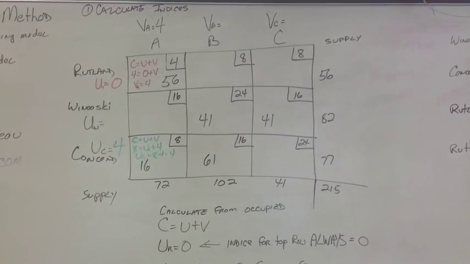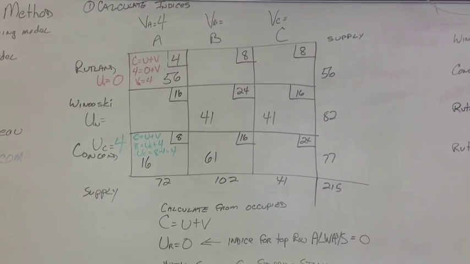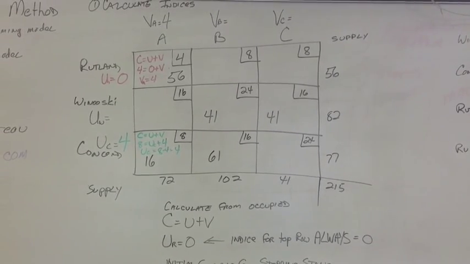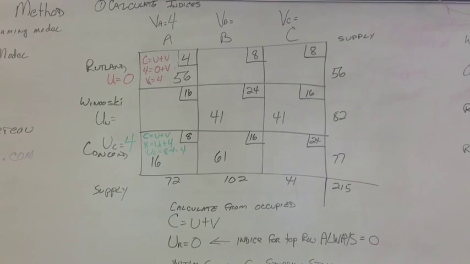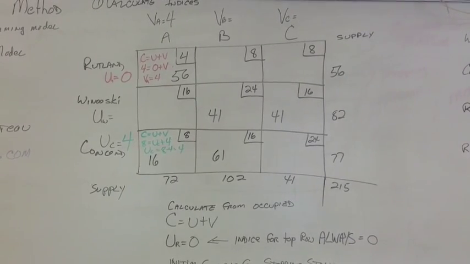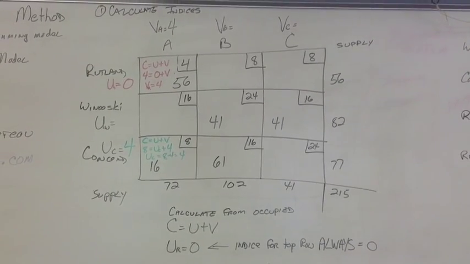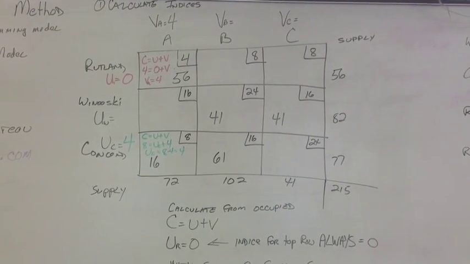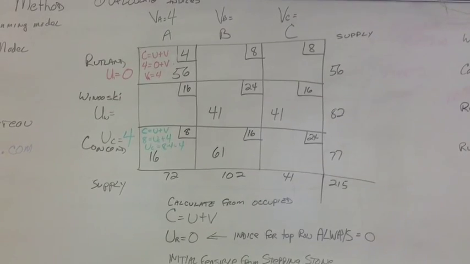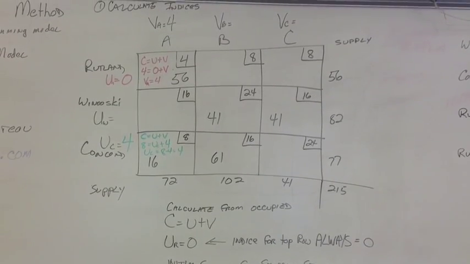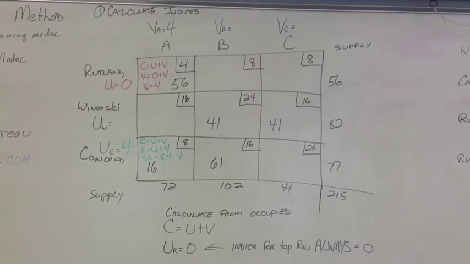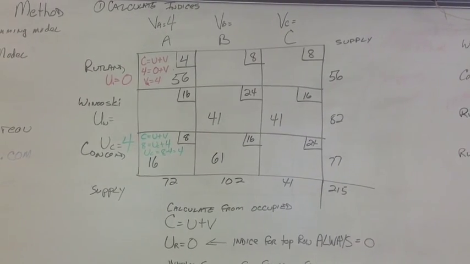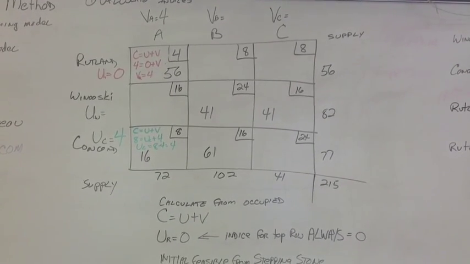Okay, so once I have my index for V sub A, you notice that I also have an occupied cell, Concord to A. So now I have two pieces of the puzzle there, so I can figure out that index next. I can figure out U sub C. Again, C equals U plus V. I know my transportation cost is 8. I know my V sub A is 4. So simple, 8 minus 4 equals 4. So my U sub C is 4.